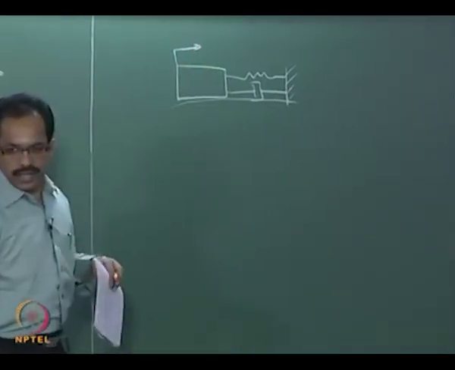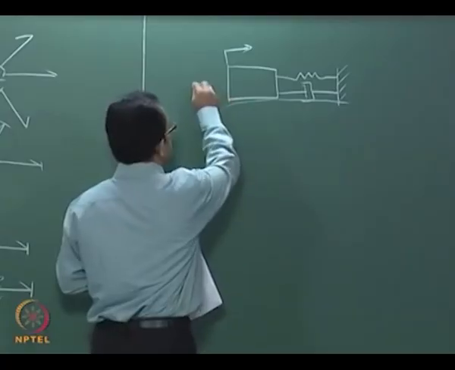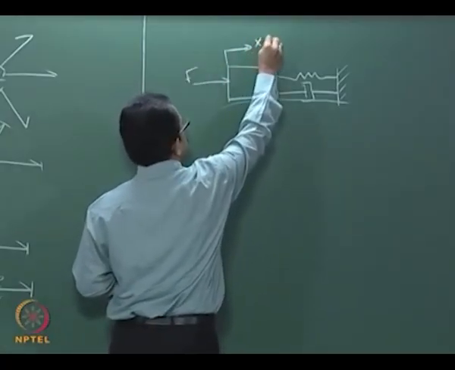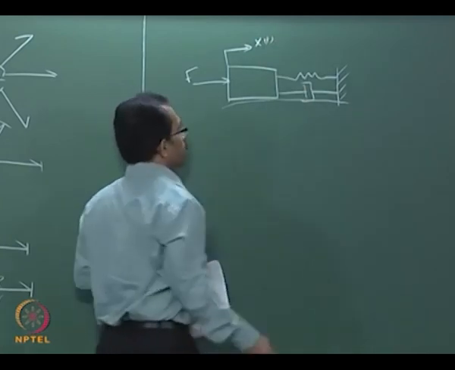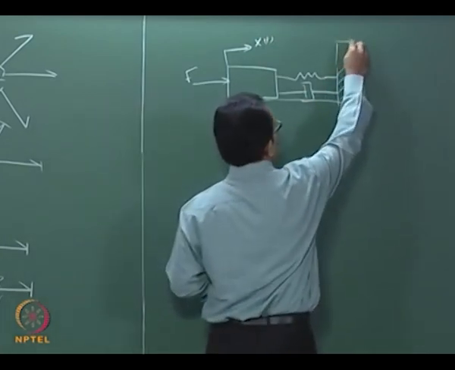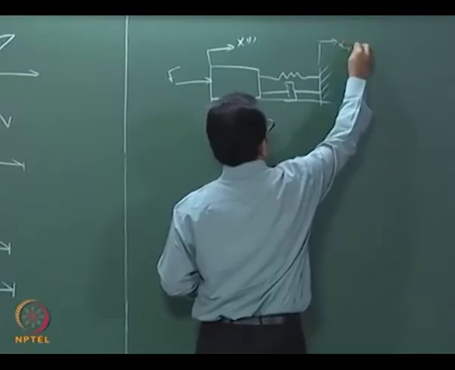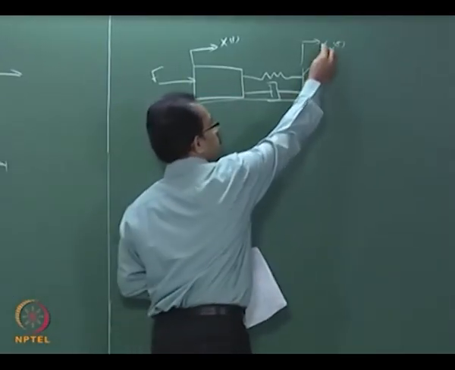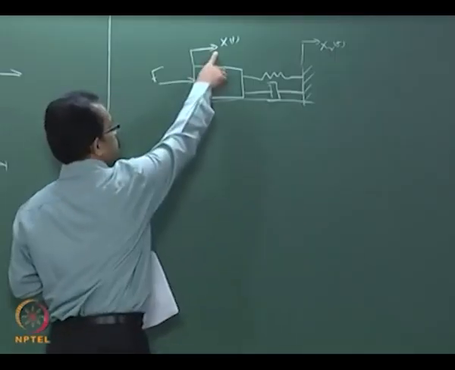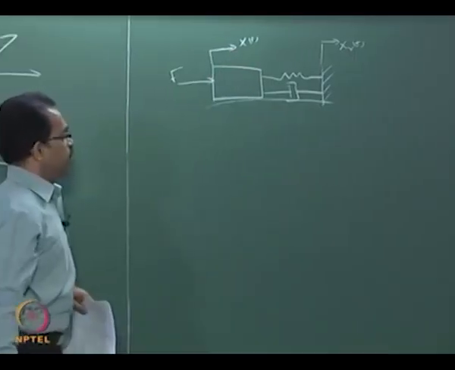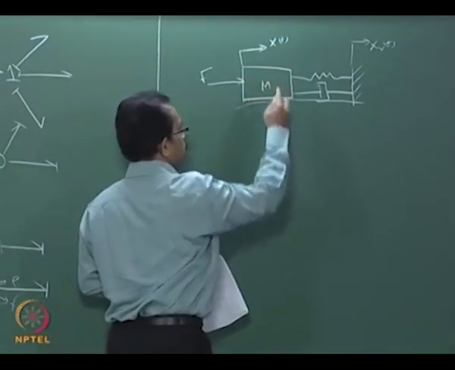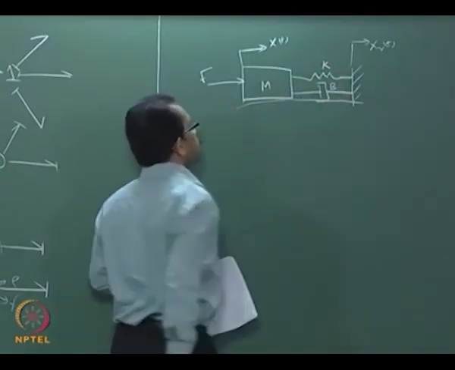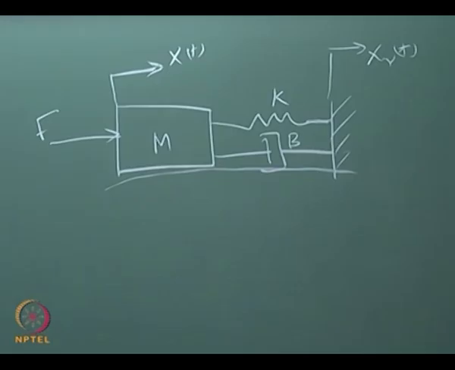So you can see here it is subjected to a force, and then this is the displacement x(t), and you can assume that there is a reference velocity also, x_r(t). Of course, if it is fixed then it will be 0, otherwise it can be represented as x(t) and x_r(t) as the reference. This is the mass, this is the spring constant k, and this is the damping coefficient b. So this is the mechanical system.